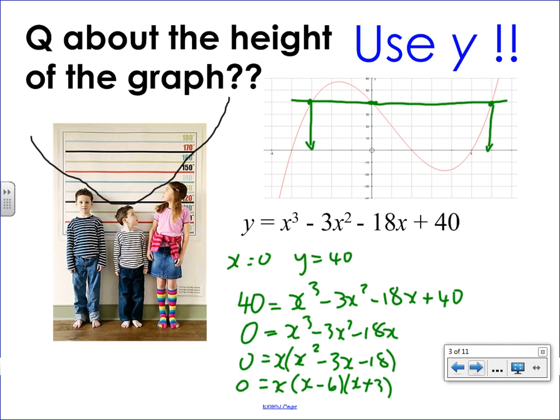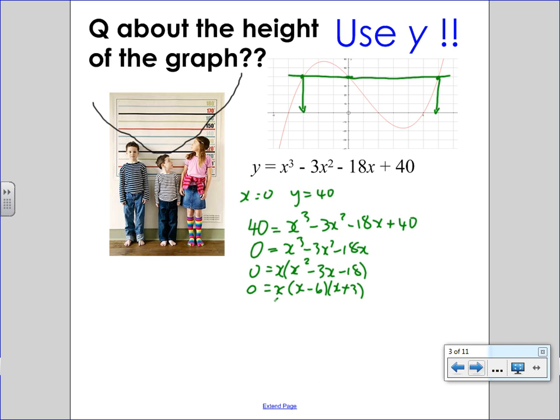Got it? Okay, so either this factor is 0. Oh, we had that one, didn't we? Yeah, x is 0. That's that one. Or this factor is 0, so x is 6. That must be that one. Or this one is 0, so x is minus 3. That must be that one. So a question about the height of the graph is basically about y.